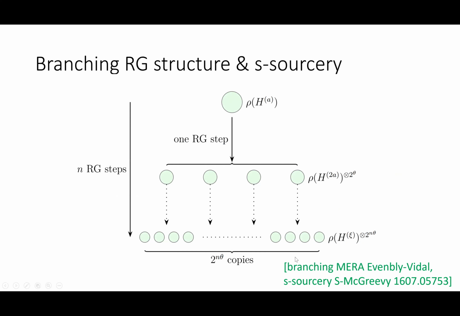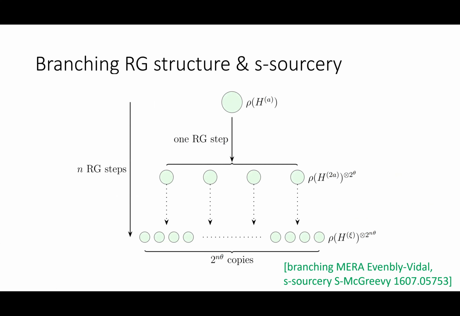This kind of construction goes back to work by Evenbly and Vidal called branching MERA, and then work I did with John McGreevy called s-sourcery. The idea being that you need more copies. In MERA, you need just 1 copy of the smaller size system to make a bigger size system, like flowing up the RG. Here you need multiple copies to fuse together to make 1 bigger size copy. But the details are not super important. The point is just that this is a definite tensor network structure.